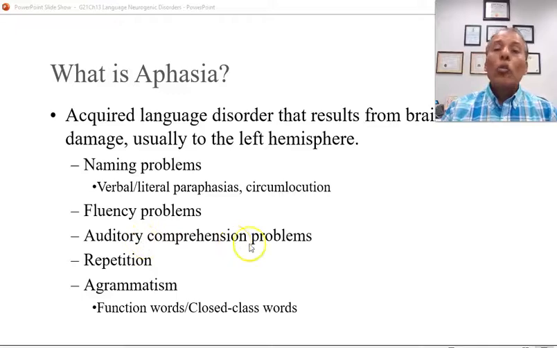Then there is the ability to comprehend speech, whether you hear it or read it, the ability to repeat sentences and words, and the ability to produce grammatical language. All of these areas are affected in various ways, depending on the type of aphasia. So now let's sample some of the major aphasias, and we will look at the effects on these areas.